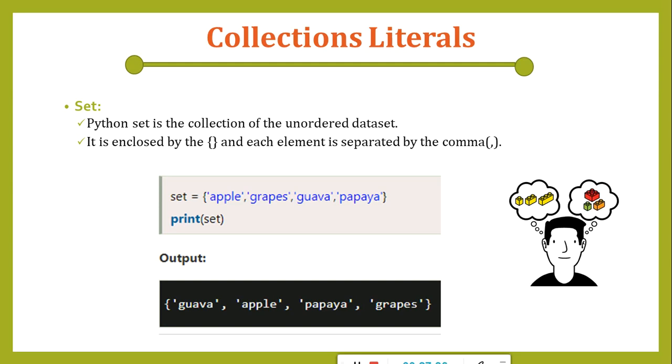That's why it is called an unordered set, which is only applicable to the set collection, not to other data types. For other collections like dictionary, list and tuple, whatever sequence you give, they are printed in that same sequence. But this is not the case in a set. So this is somewhat different from the list, tuple and dictionary. This is all about the collection literals, and we have finished the topic of literals in Python.